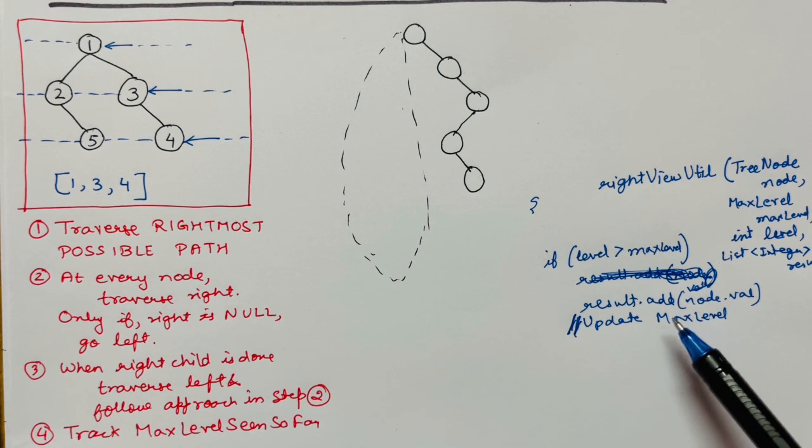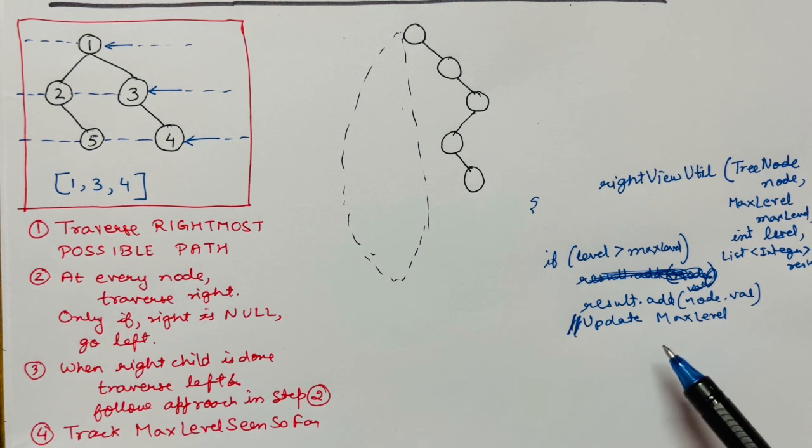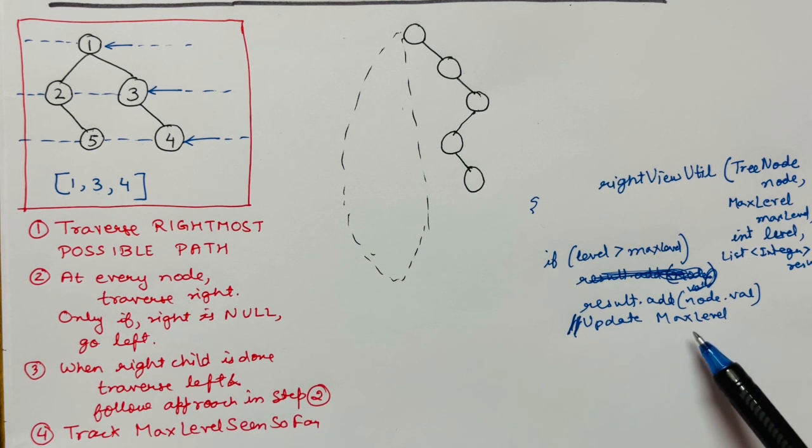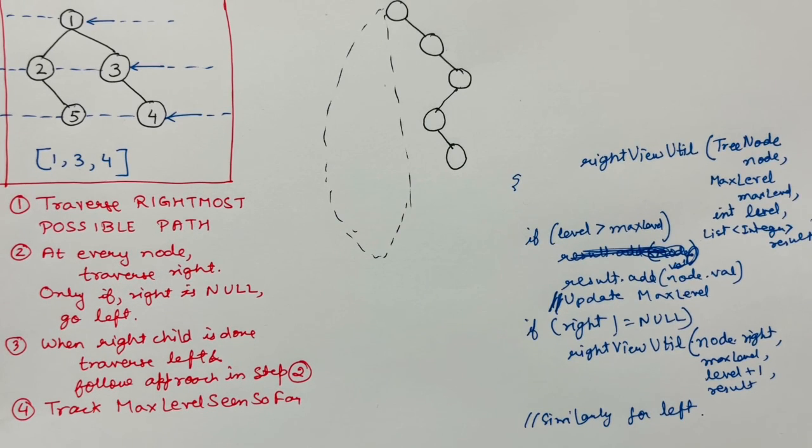So we will add that to our result. Then we have to update our max level as well, because now we have a new max level. Then, as per the observations here, we will first try to go rightmost. So if the right child is not null, then we will go right to the node's right child with level + 1 as input. And if this is null, only then we will go to the left child.